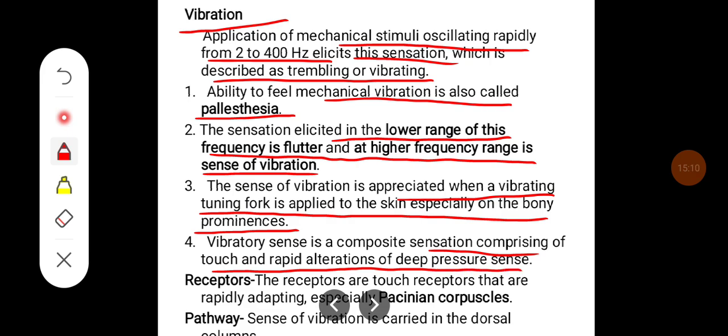The receptors for vibration are the touch receptors that are rapidly adapting, especially the Pacinian corpuscles. The pathway is the dorsal column.